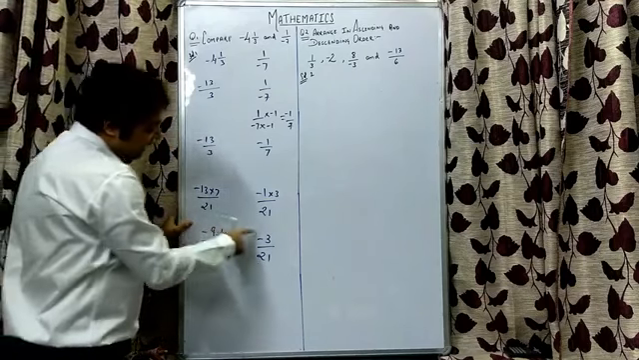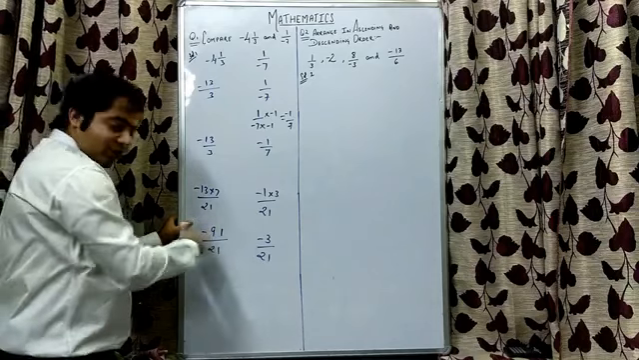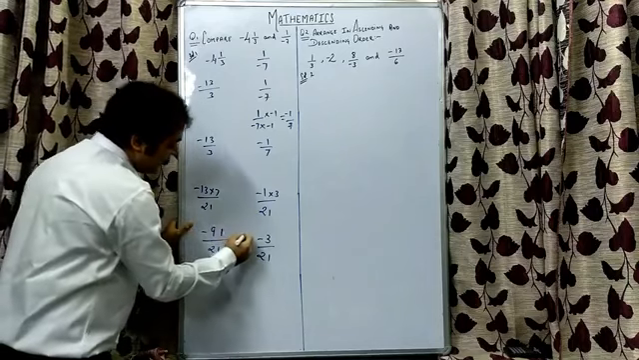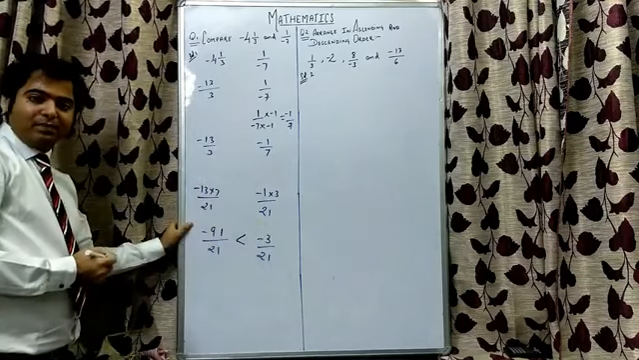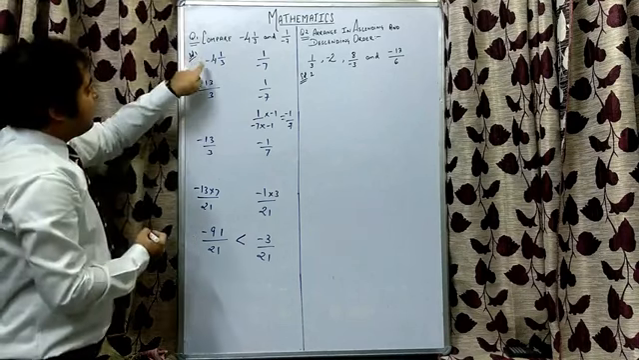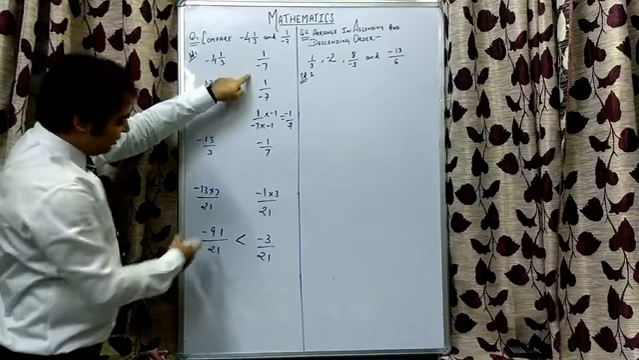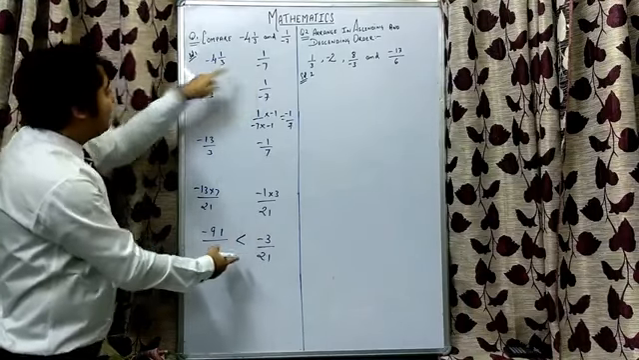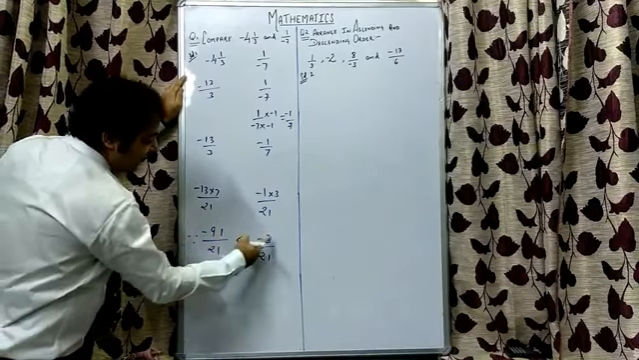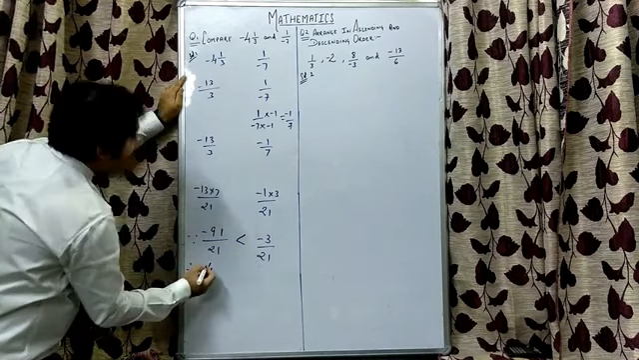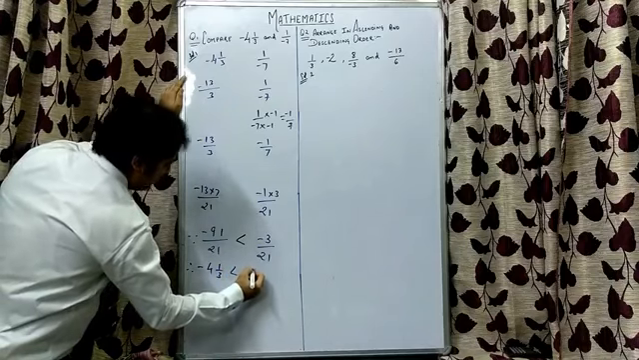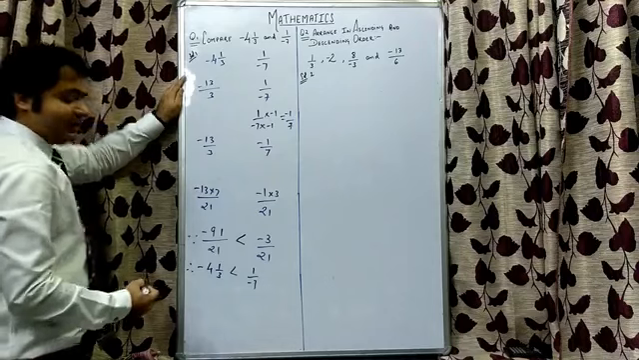Now -91 and -3. Both are negative. So in negative what happens? The bigger the number, the smaller it is. So -91 is smaller than -3. Right? But this will not give us the exact answer because we need to compare -4 1/3 and 1 by -7, not -91/21 and -3/21. So we'll write: since -91/21 is less than -3/21, therefore -4 1/3 is less than 1 by -7. So this is our answer.